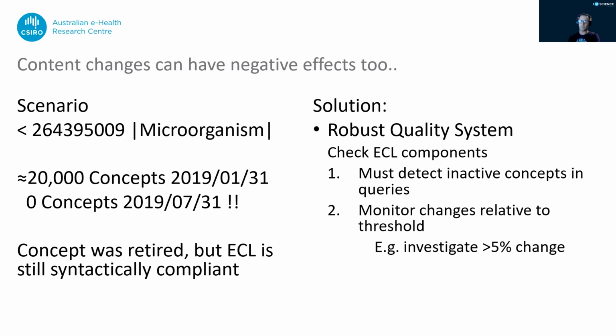And setting a threshold. Often, depending on the size of the reference set and what the content is, 5% might be a good number. So if there's more than 5% change up or down, you need to have a look at it. That's not necessarily always bad, but it's good to have systems in place to monitor these things.